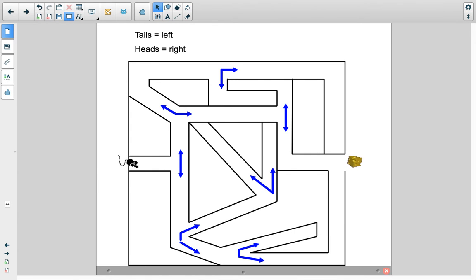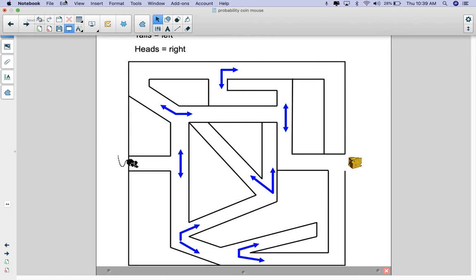So let's take a look at all the possible combinations and what the chances are of the mouse getting the cheese. What's the likelihood that he's actually going to get fed? This is probably not a good way to treat a mouse, by the way, because he probably starved to death. But let's take a look at how many times the mouse actually gets the cheese if we're using a coin.